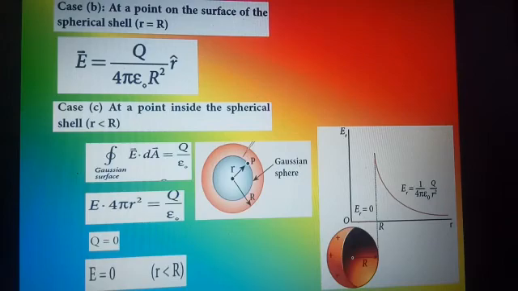So we clarified the three cases. The first case is outside of the spherical shell. The second is at a point on the surface of the spherical shell. And the third case is at a point inside the spherical shell.